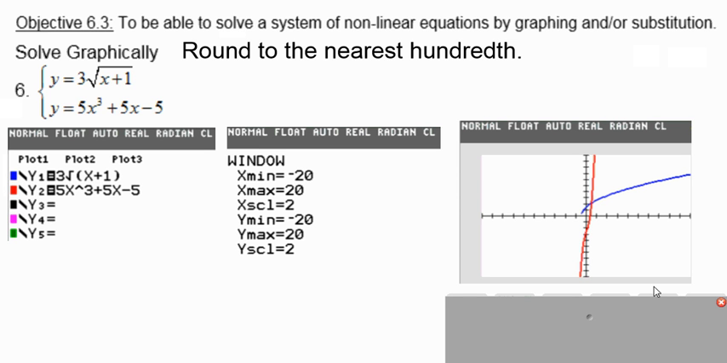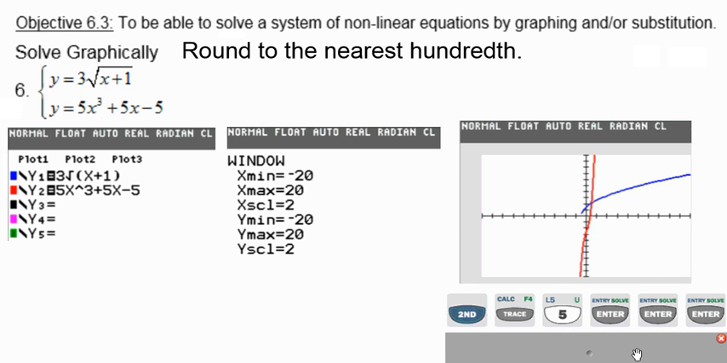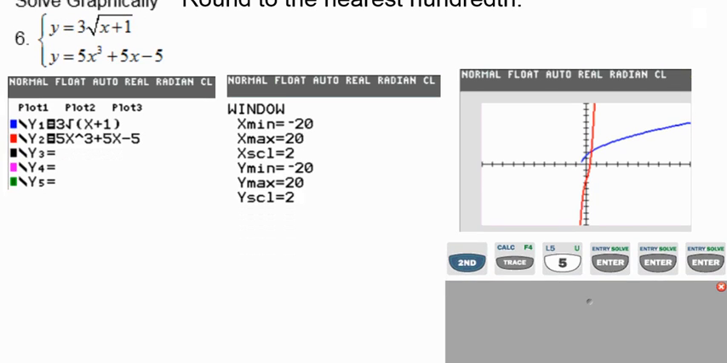So again, the keystrokes that we'd have to use are second, trace. We're going to pick option 5, intersect. It will say first curve and a question mark. Just move your cursor using the left and right arrows close to where it appears that it's crossing and press enter to register that location. It'll ask you for the second curve. Press enter again to register that location. And then it will say, do you want to guess? We don't. Press enter a third time, and the calculator will figure out where exactly those two functions are meeting.